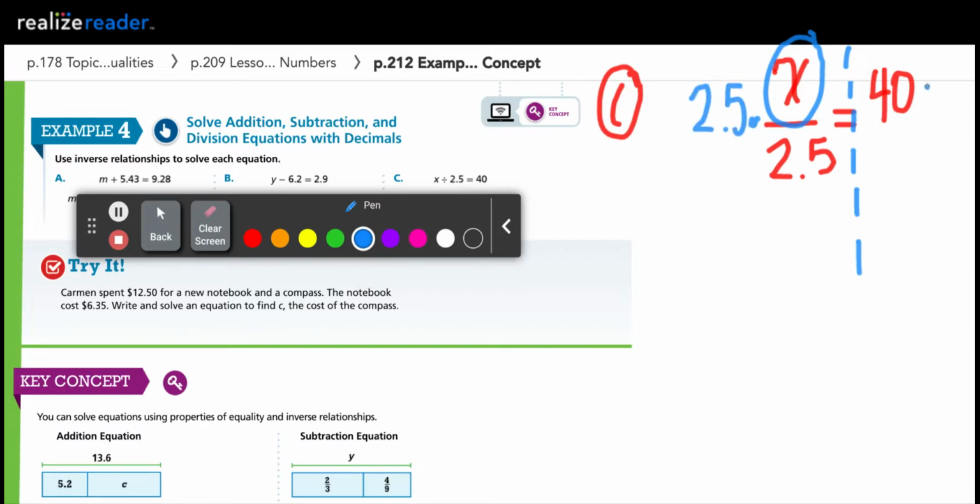Well, whatever I do to one side, I have to do to the other side. Times 2.5 divided by 2.5 cancel. That leaves us with X. And what does X equal? X equals 40 times 2.5, which is 100. And let's check it. 100 divided by 2.5 is 40, so it checks.